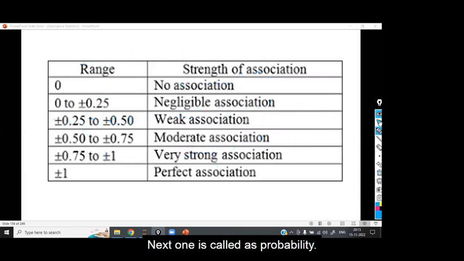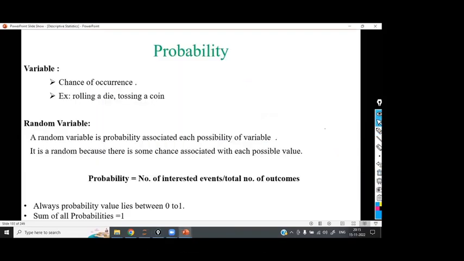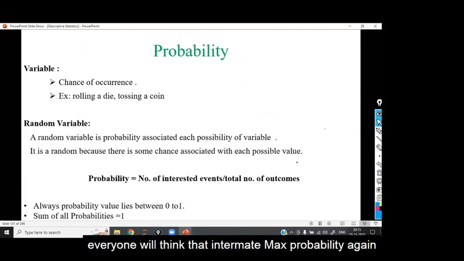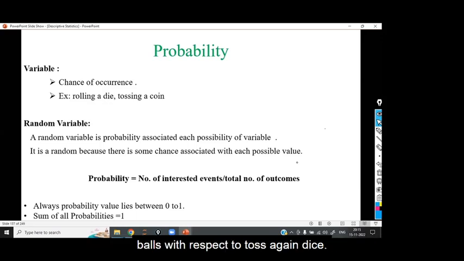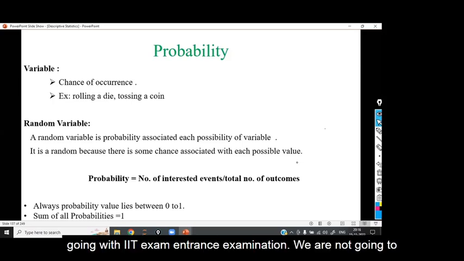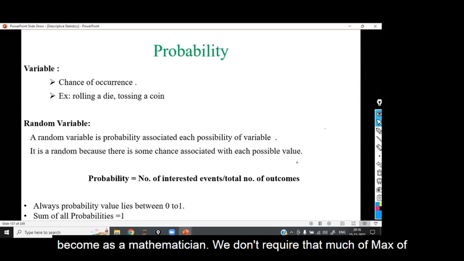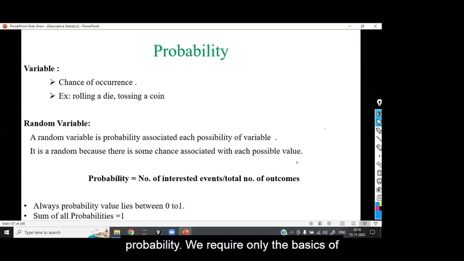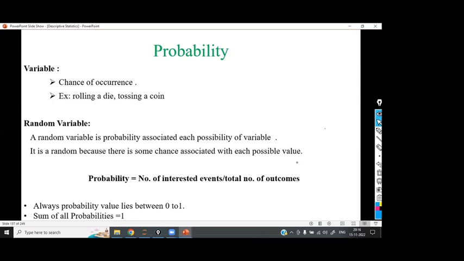The next one is called probability. Now, probability means everyone will think of intermediate maths, probability with balls, tosses, dice. No need to think that much. Here we are going to see probability related to data science only. We are not going with the IIT entrance examination. We are not going to become mathematicians. We don't require that much maths of probability. We require only the basics of probability.